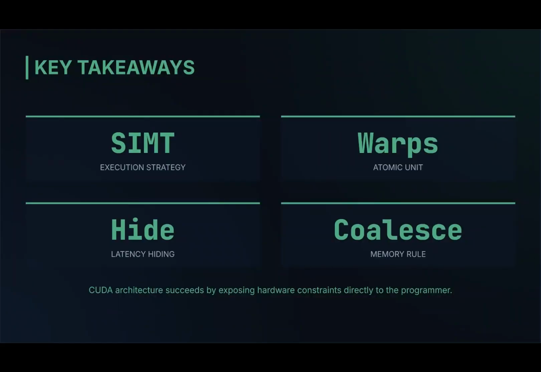To summarize, use SIMT for parallelism, manage your warps as atomic units, hide latency through volume, and always coalesce your memory accesses. CUDA succeeds by exposing these hardware capabilities to the engineer.